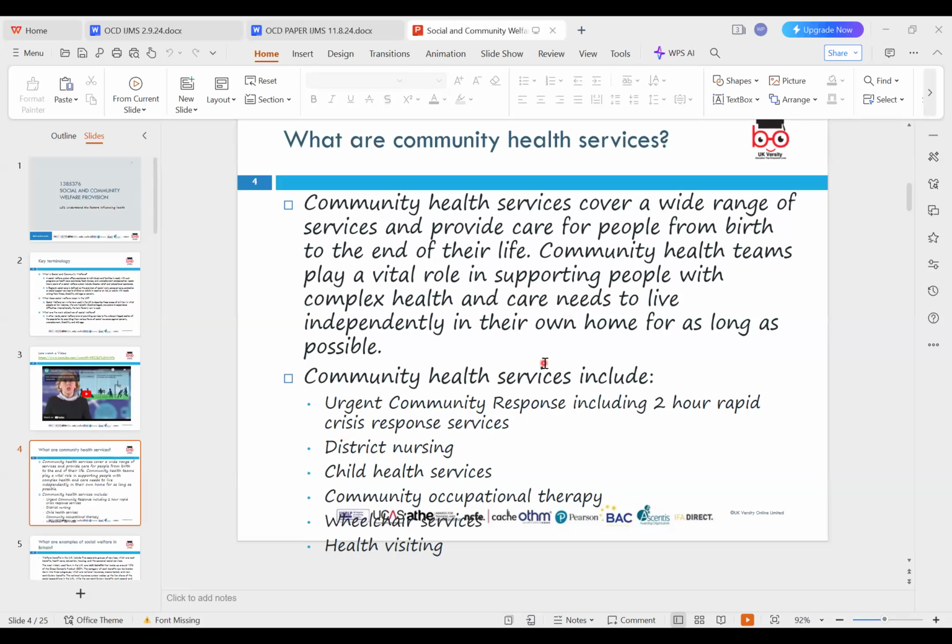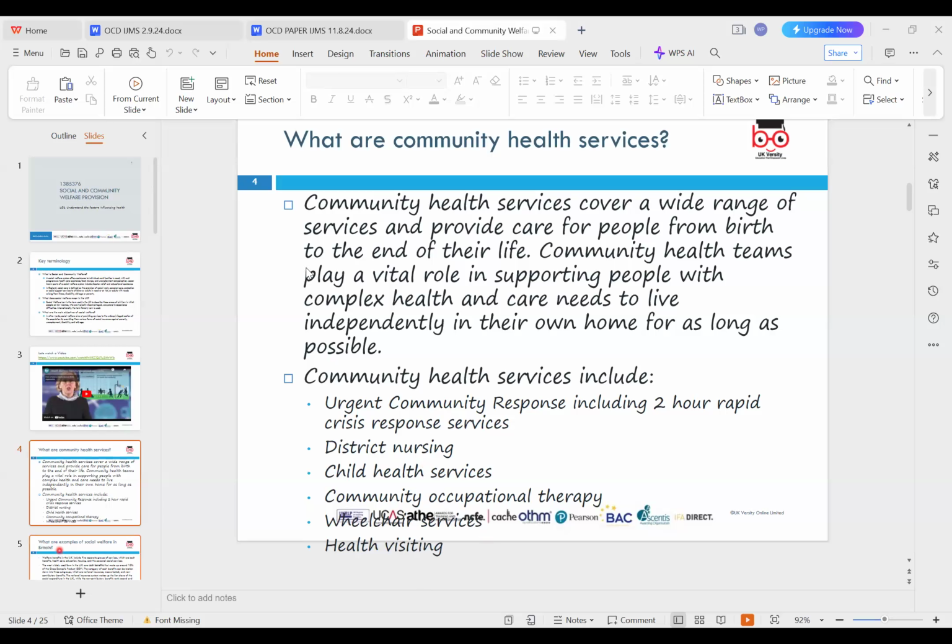So community health services would include urgent community response, including 2-hour rapid crisis response services. You have a district nurse there. You have child health services. You have community OT, which is occupational therapy, wheelchair services for assistance, and health visitors. So these all come under community health services.